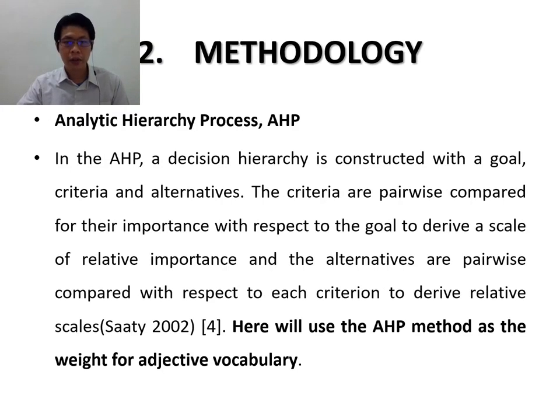The main methodology has two parts. The first is the analytic hierarchy process. In AHP, a decision hierarchy is constructed with a goal, criteria, and alternatives. The criteria are prioritized and compared for their importance with respect to the goal to derive a scale of relative importance, and the alternatives are prioritized and compared with respect to each criterion using the derived relative scales. Here we use the AHP method as the base for the adjective vocabulary.